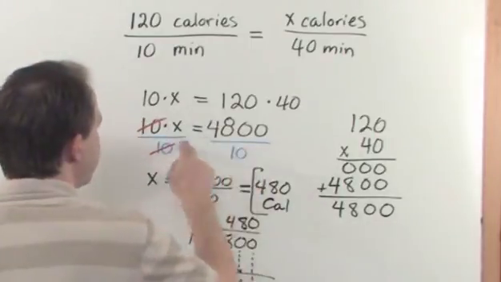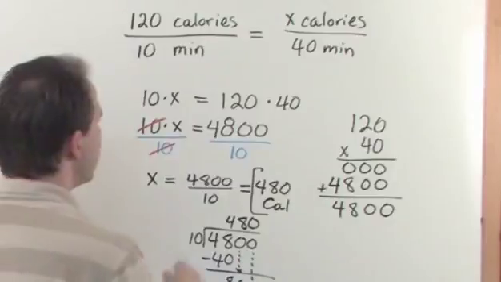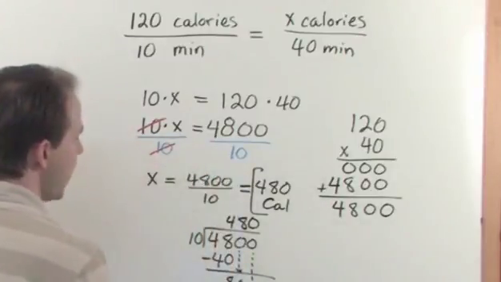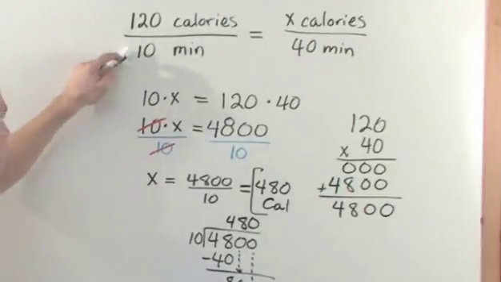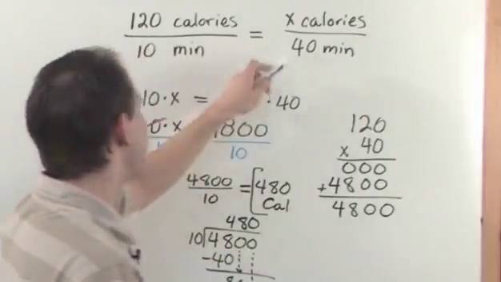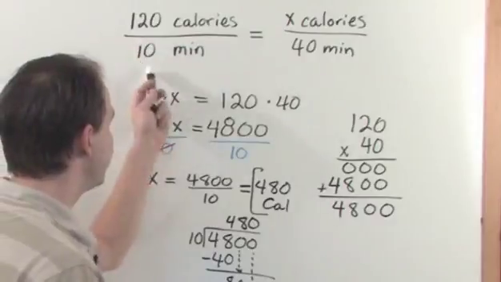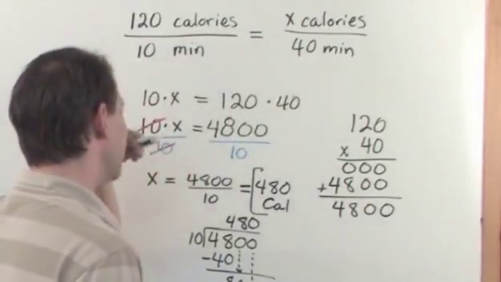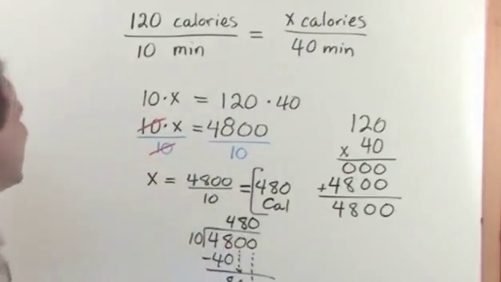So you do this on the right, because anything you do to the left-hand side of an equal sign, you have to do it to the right-hand side in order for it to be legal. So 4,800 divided by 10. And when we did that, we found it was 480 calories. So if you burn 120 calories in 10 minutes, but you work out much longer than 10 minutes, you work out for 40 minutes, then you have burned not 120 calories, because you are working out 4 times as long. You are burning 480 calories. Okay, you're burning 480 calories total.